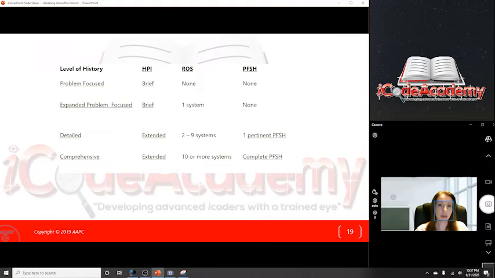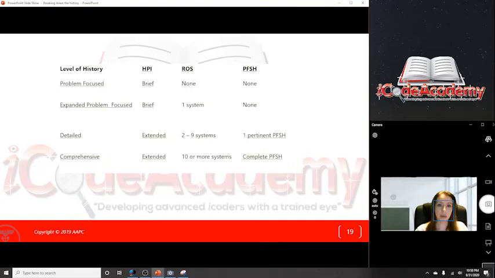The next level is an expanded problem-focused history. Here again, we need a brief HPI, but we do need at least 1 review of systems. And then again, no past family, social, or medical history is necessary. Our third level when it comes to our history is going to be the detailed level. Here we need an extended HPI, 2 to 9 review of systems, and 1 past family, social, or medical history.